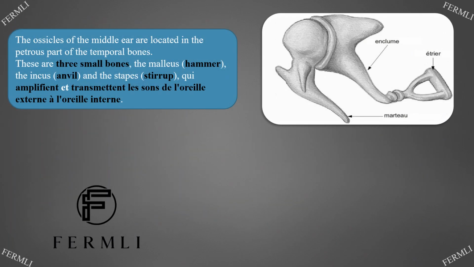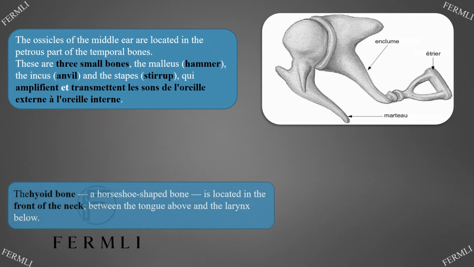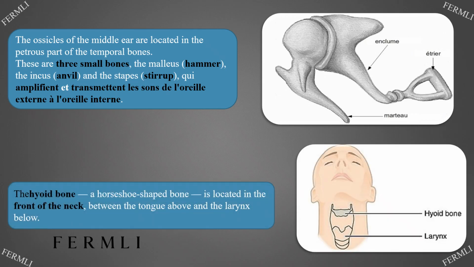The ossicles of the middle ear are located in the petrous part of the temporal bones. These are 3 small bones, the malleus, hammer, the incus, anvil, and the stapes, stirrup, which amplify and transmit sounds from the external ear to the inner ear. The hyoid bone, a horseshoe-shaped bone, is located in the front of the neck, between the tongue above and the larynx below.